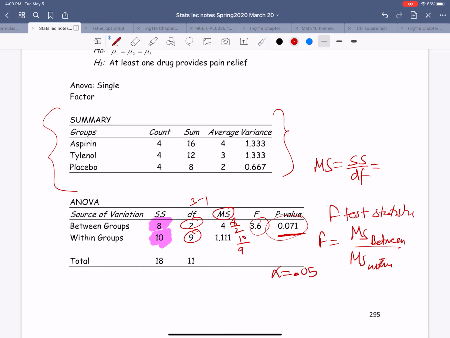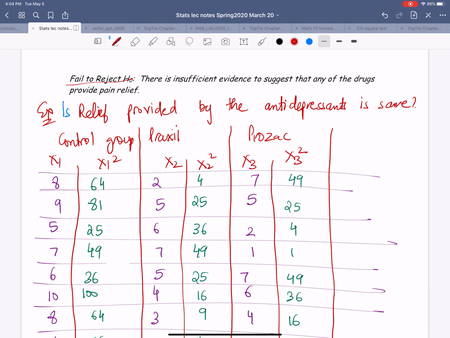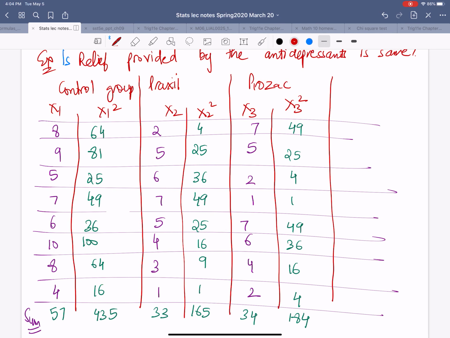All right, so next example, here's the one that I want to work on with you guys. I did most of it, but you don't have this example on the supplement, but I did go ahead and write it down on page number 296. So is the relief provided by antidepressants the same? We have some data given, which is some scale of depression people felt after antidepressant medication was taken. So we are going to be given this data.